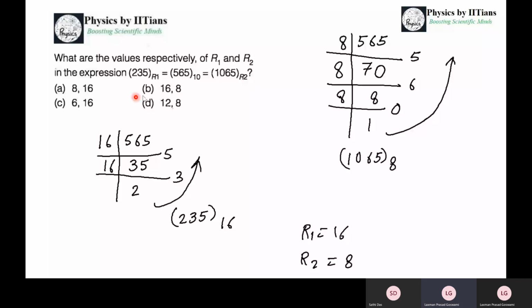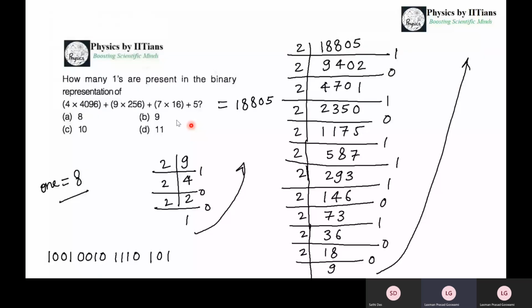Next question. In this question, we have been given a number and we want to calculate this number in the binary number system. And the question is, how many ones are there in this binary representation? So first of all, we need to calculate this whole number. It will be 18805. Now we need to convert this into a binary number. What we will do, we will just divide this 18805 by 2 consecutively. So we will divide it by 2.